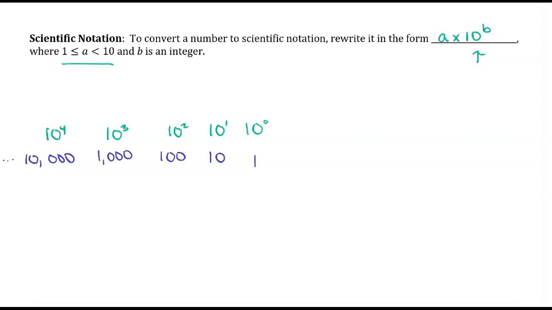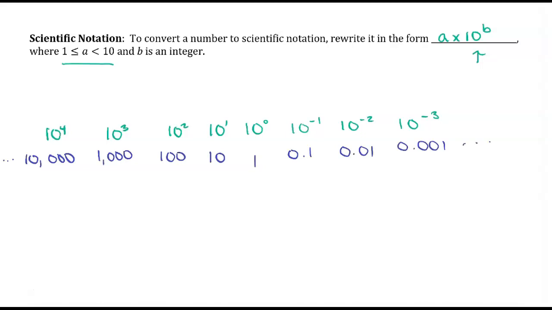Now let's go to the right. Going down from 0, we would have 10 to the negative 1. That's 1 over 10, or 1/10. 10 to the negative 2 is 1 over 100, or 1/100th. 10 to the negative 3 is 1 over 1,000, or 1/1000th. And we can continue to the right in the same way.